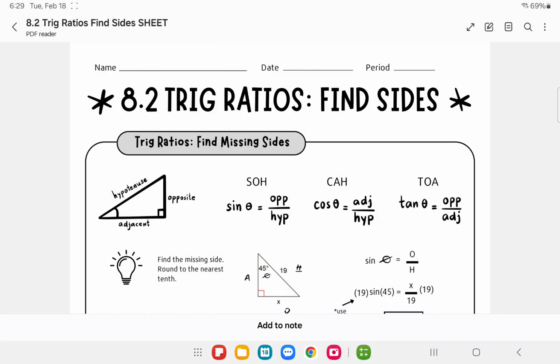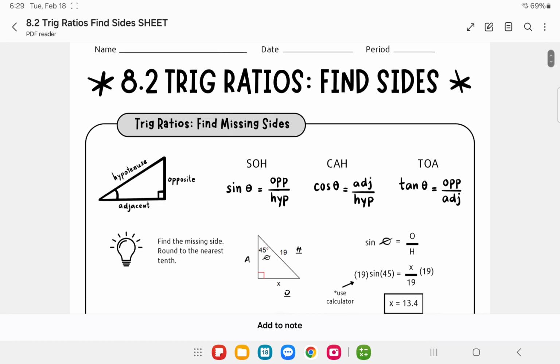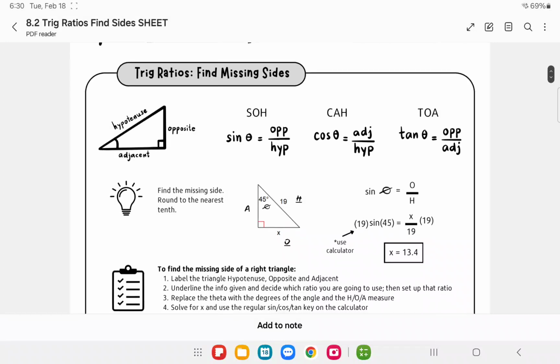Hello, welcome to lesson 8.2, trig ratios, find sides. So in this lesson, we're going to be using trig to find the sides of right triangles. Just a recap of last time, we label our right triangle with hypotenuse, opposite, and adjacent. And if you don't know how to do that, go back to 8.1.